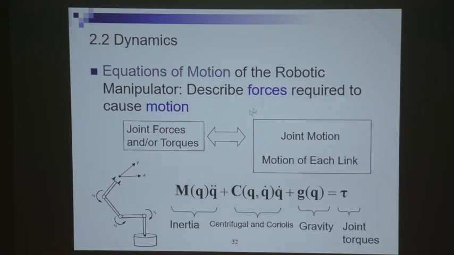Okay, so the dynamics will be about the manipulator equation of motion. It describes the force required to cause the motions. So you have the joint force and torque on the manipulator, and then this is the end effector. It will cause the joint motion, and when you talk about the joint motion, you actually cause a motion of every link. So this is the link.